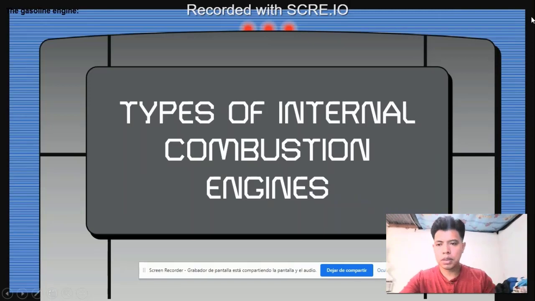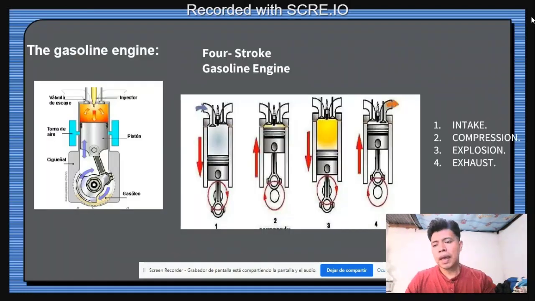Good afternoon. My name is Luis Enrique Mendoza. I'm going to talk about the types of internal combustion engines. First, the gasoline engine.